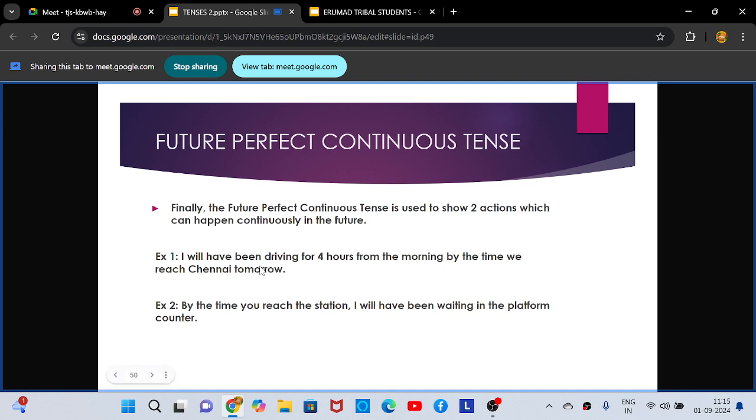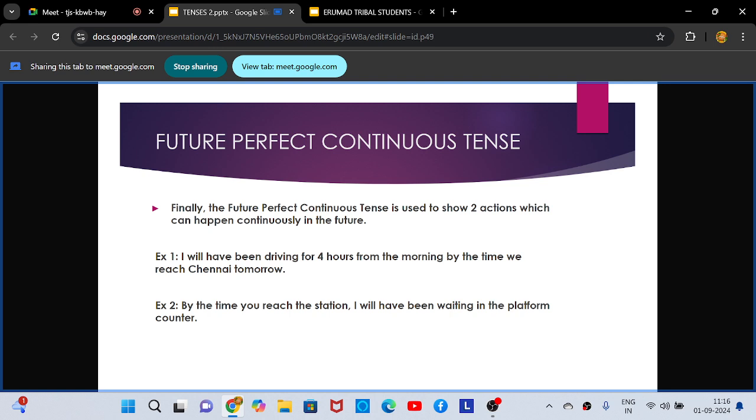So here, what is the meaning of this sentence? I will have been driving for 4 hours from the morning by the time we reach Chennai tomorrow means, I will have started driving from home and completed 4 hours. When we reach Chennai tomorrow, 4 hours will have passed since I started driving from home.